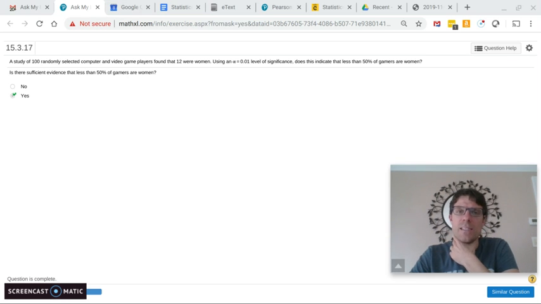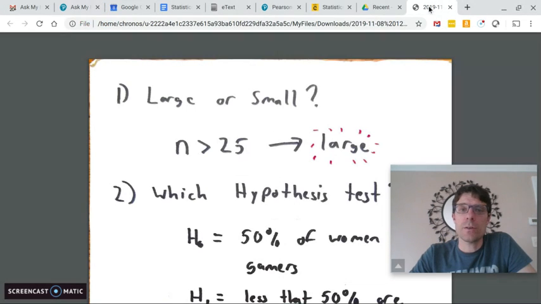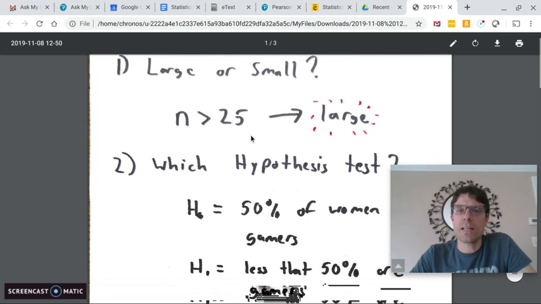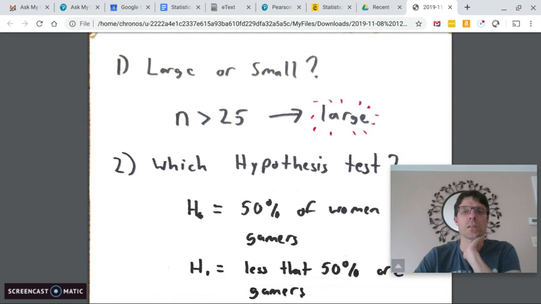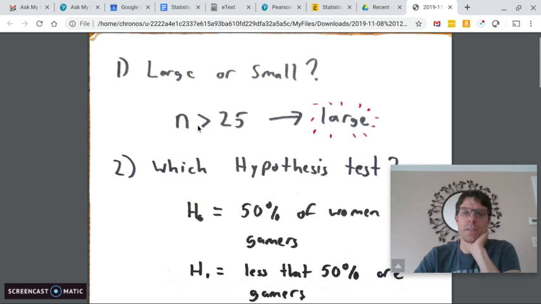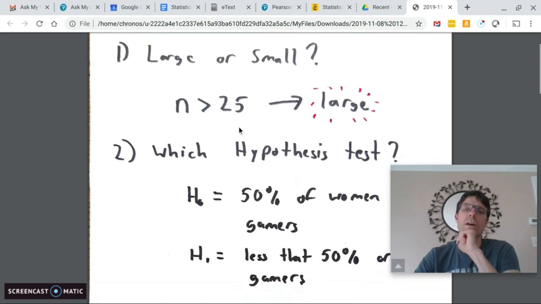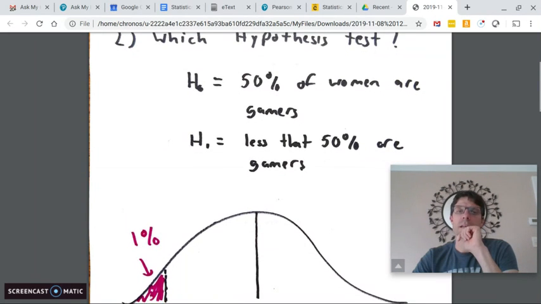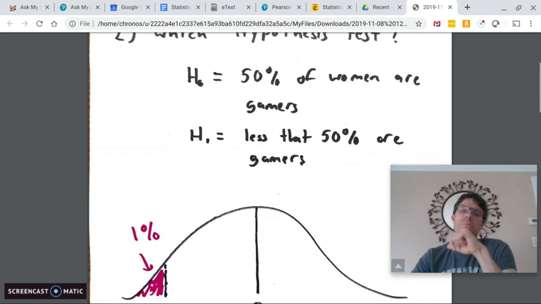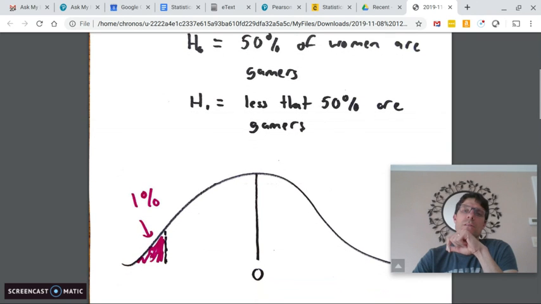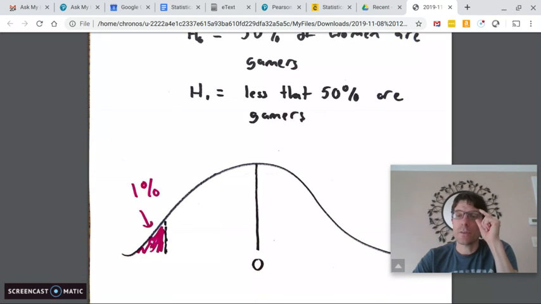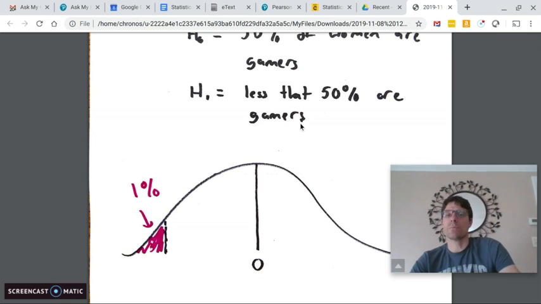And we can actually use the signs test, just counting all the women as being below and all the men as being above, right? It doesn't really matter which way you go. So here's how you do it with a signs test. First, you have to establish whether this is a large or small signs test, and it's large because we're talking about 100 people. That's over 25. And what hypothesis test are we using? It's left-tailed because we are thinking that the percentage of female gamers might be less than 50%.